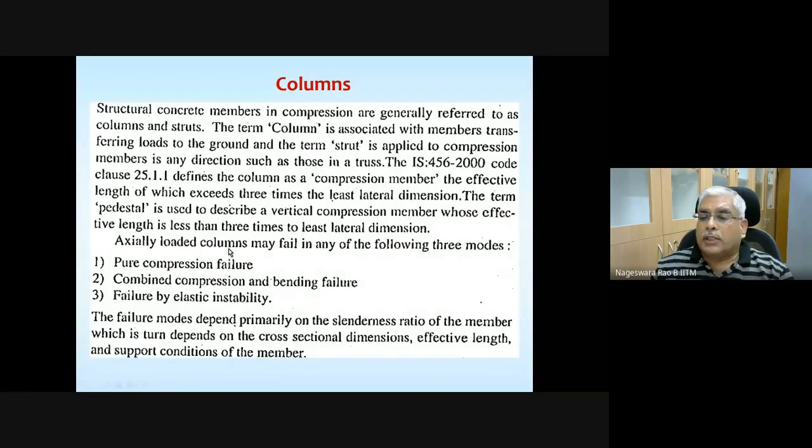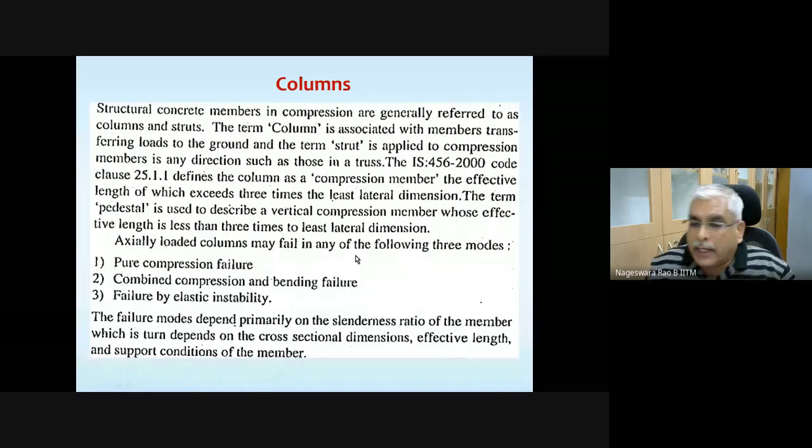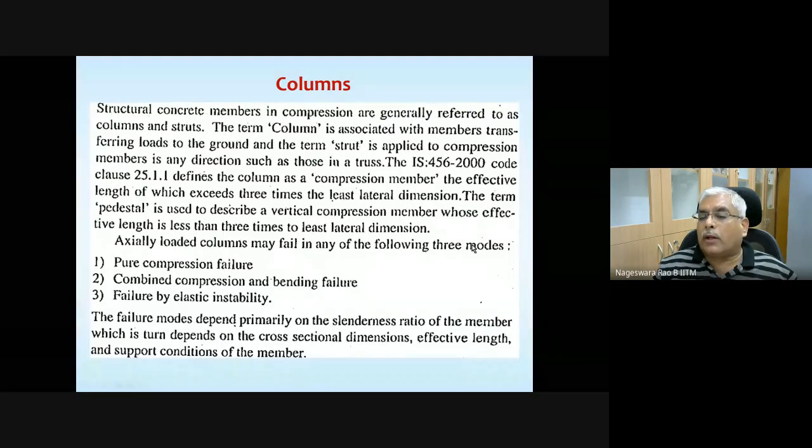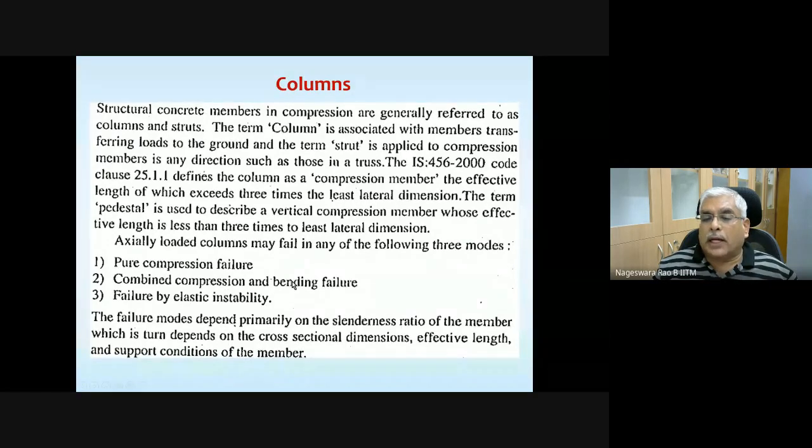Axially loaded columns may fail in any of the following modes. As a part of design we need to make sure that the column is not going to fail in the possible different modes. That's why we are noting down what kind of modes column may possibly fail. Axially loaded columns may fail in any of the following 3 modes: pure compression failure, combined compression and bending failure, failure by inelastic stability.